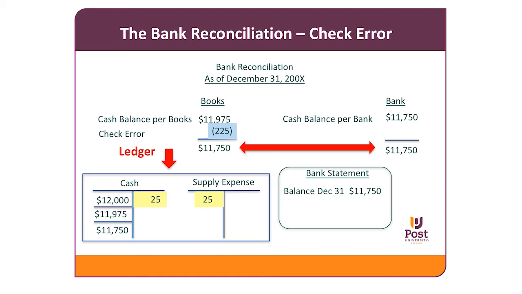$11,750. To correct the way you recorded the transaction, you must take out an additional $225 as you already recorded $25 of the $250. This would be a credit to cash of $225 and a debit to supply expense for $225. Now you have supply expense where it should be at $250.